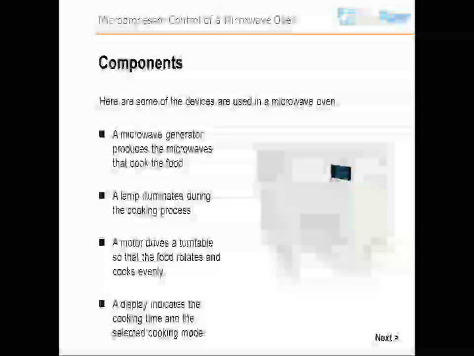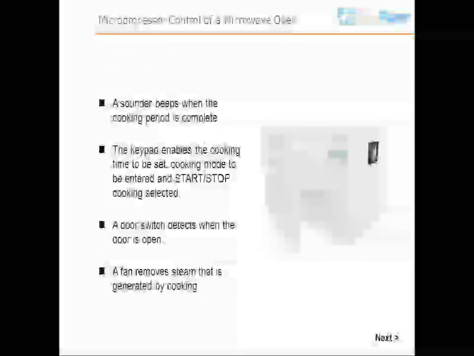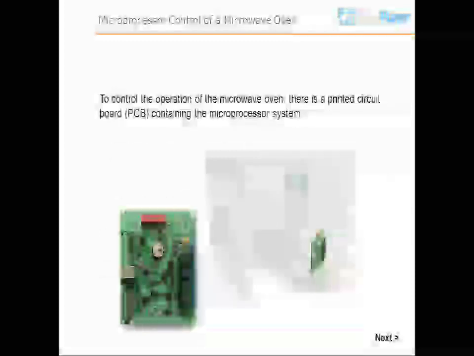A sounder beeps when the cooking period is complete. The keypad enables the cooking time to be set, cooking mode to be entered and start/stop cooking selected. A door switch detects when the door is open. A fan removes steam that is generated by cooking. To control the operation of the microwave oven, there is a printed circuit board, PCB, containing the microprocessor system.